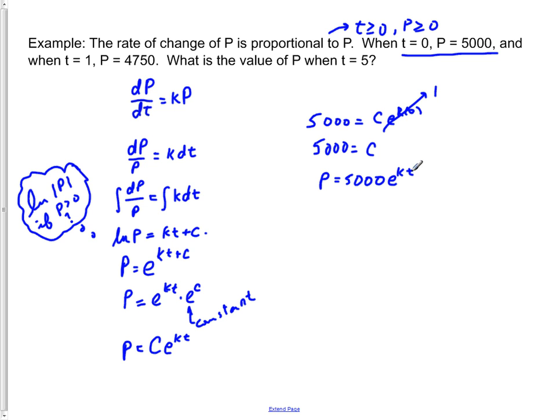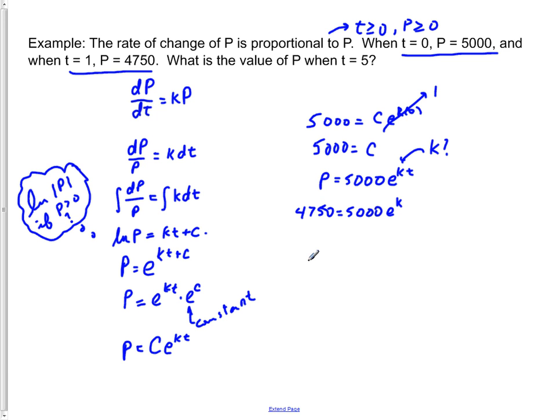Now you notice we still have this other constant k sitting around. And so we think, well, what do I do with that? Well, that's why we're given a second condition. In these kind of problems, you typically have to have at least two conditions to be able to solve this. And we're told that when t is equal to 1, p is equal to 4,750. So 4,750 will equal 5,000 times e to the k times 1. Well, that's just e to the k.